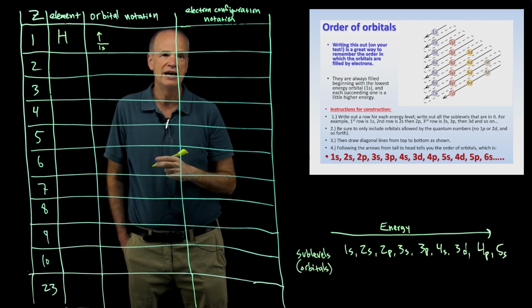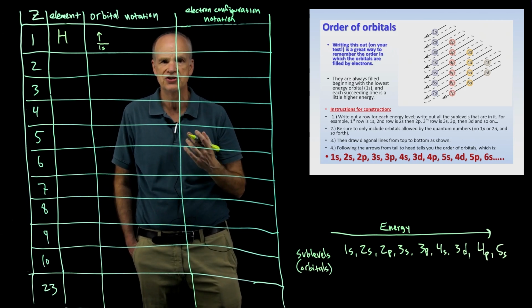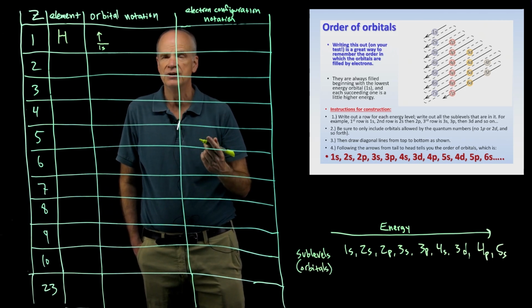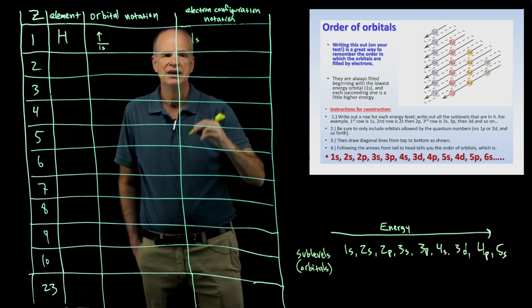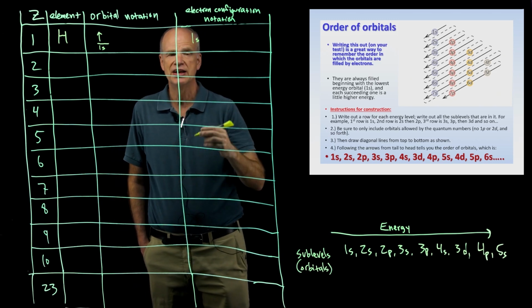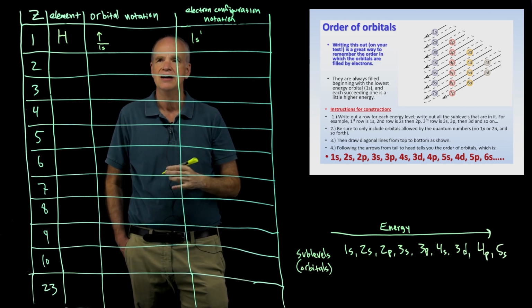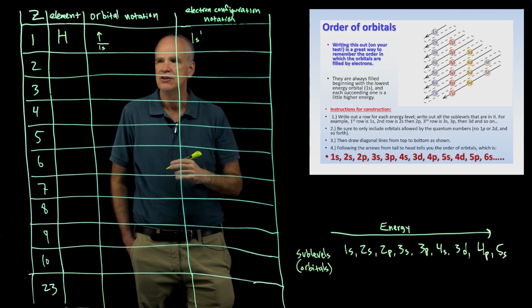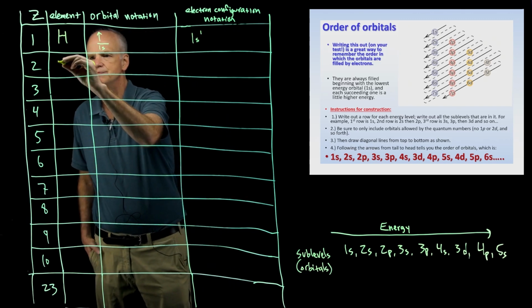Now, let's go ahead and figure out its electron configuration notation. It's another form of writing out the electron configuration of an atom. And so what you do is you write out the sublevel, which is 1s, and then with a superscript, you indicate the number of electrons in that sublevel. And so there's going to be one electron here. Okay, so we're done with hydrogen. So let's move on to helium. So helium is atomic number 2.